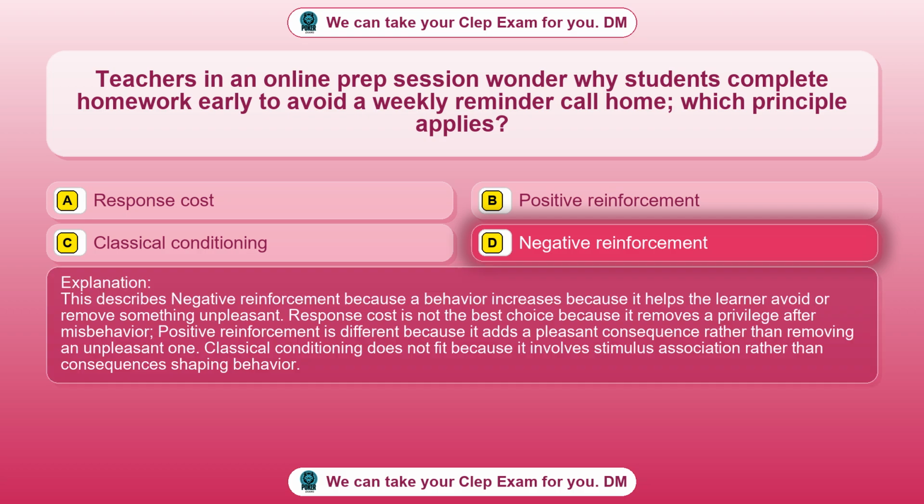This describes negative reinforcement because a behavior increases because it helps the learner avoid or remove something unpleasant. Response cost is not the best choice because it removes a privilege after misbehavior. Positive reinforcement is different because it adds a pleasant consequence rather than removing an unpleasant one. Classical conditioning does not fit because it involves stimulus association rather than consequences shaping behavior.